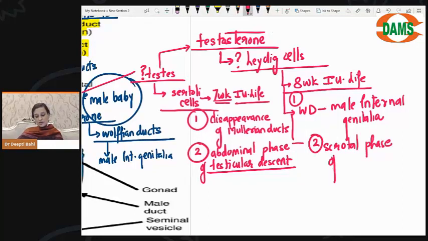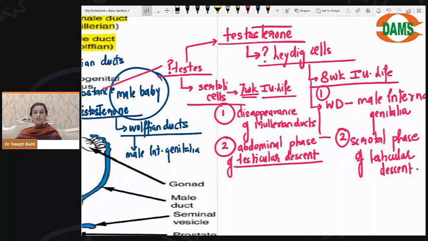So the abdominal phase of testicular descent is done by MIS, whereas the scrotal phase of testicular descent is going to be done by the testosterone, right? So these are important things that you should know. Why do the Wolffian ducts convert into male internal genitalia and how do they convert into male internal genitalia? Now, I'm going to show you the second part of this diagram and you are going to pick up what is happening in that diagram. So let's see that diagram now.